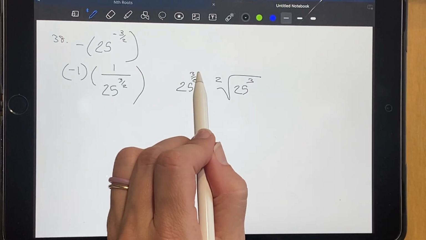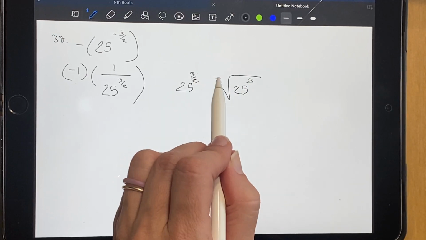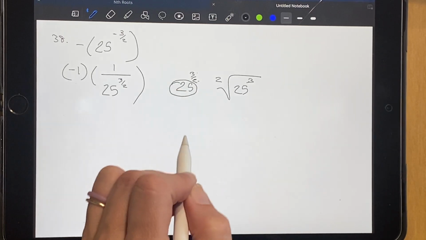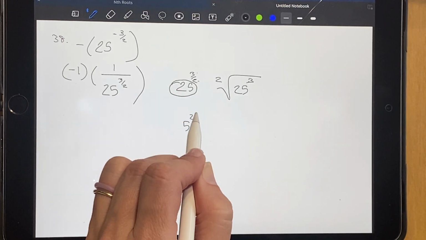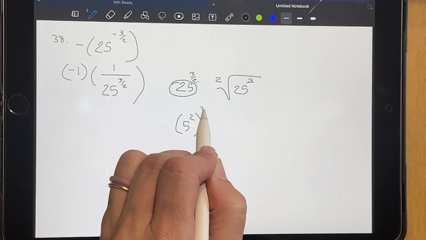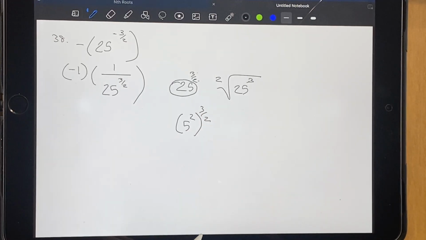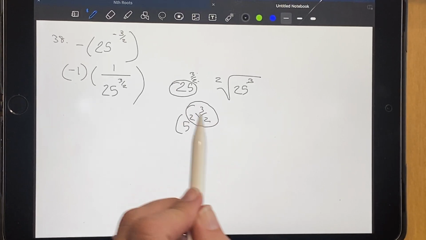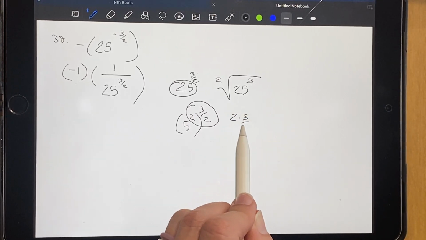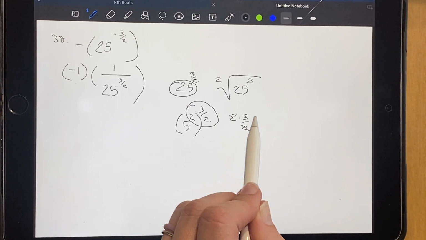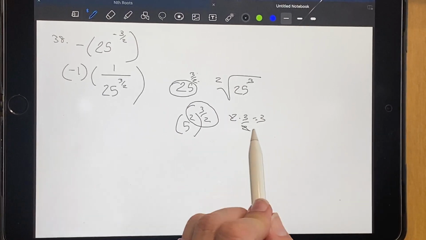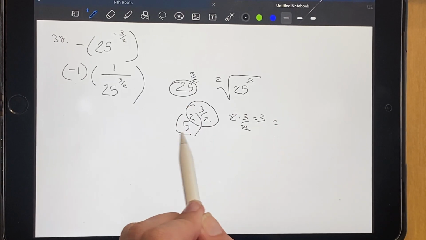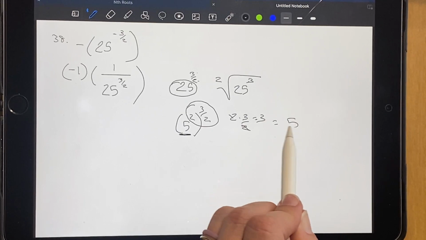Right? Because this is my have. I have 3. I need 2. Or I could go ahead and rewrite 25 as 5 squared. So now I have 5 squared to the 3 halves. Now using our power to a power rule, I have 2 times 3 halves. The 2s cancel out and I get 3. So I have simplified my 25 to the 3 halves to simply being my base, which is 5.